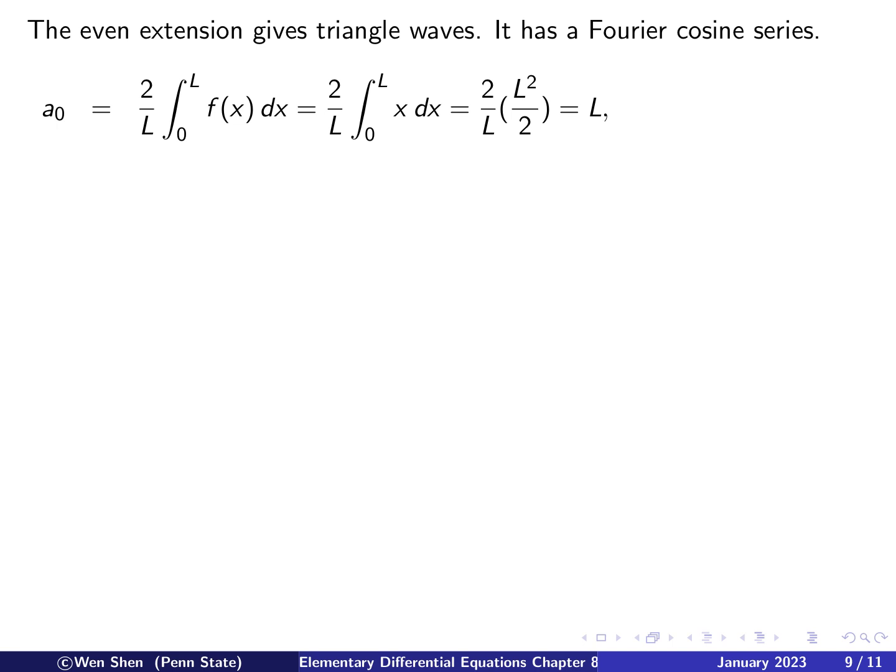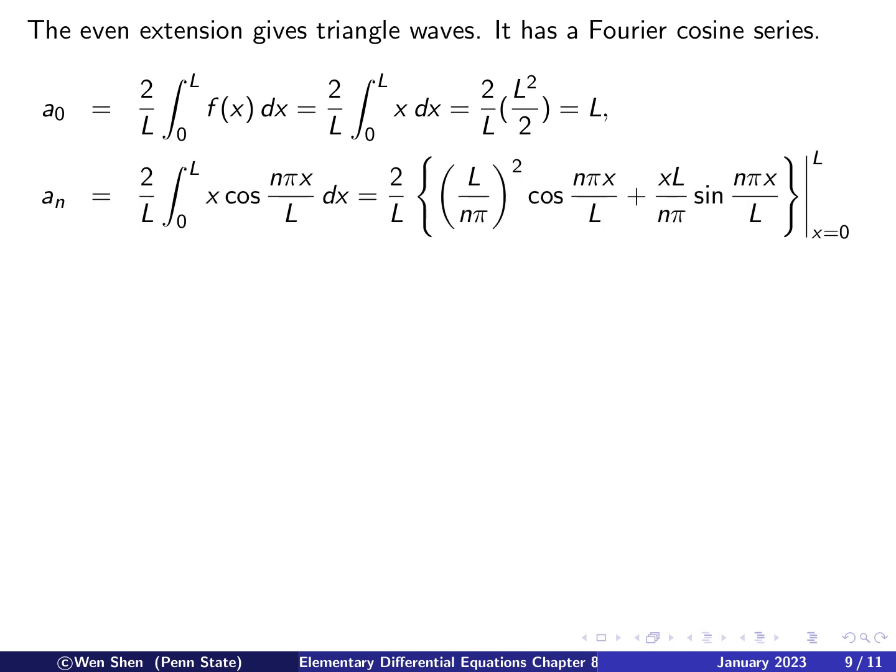Let's compute the coefficients. So let's compute A0 separately. And this will give us 2 over L, integral from 0 to L of the function, which is x. Okay, and this on the interval from 0 to L, it's x. It's just to compute the area under a triangle of length L. So it's L squared over 2, and you easily get L.